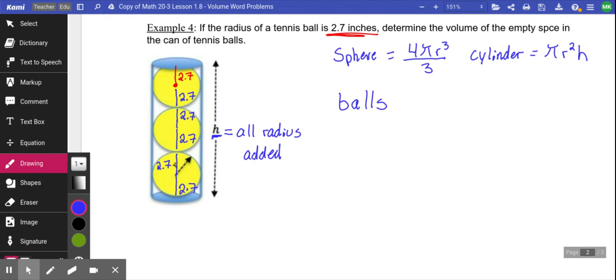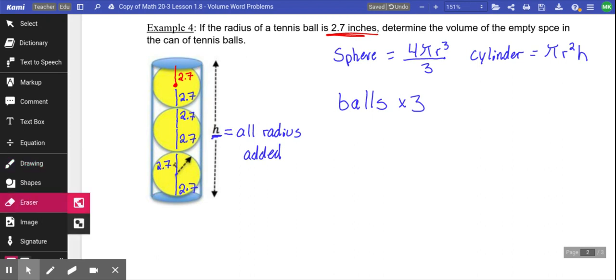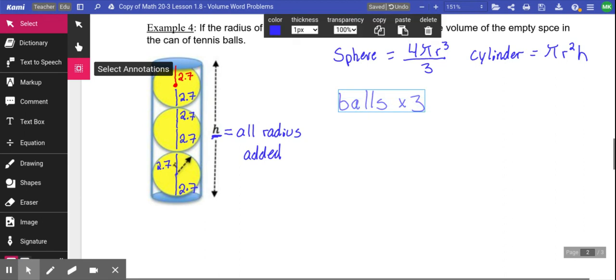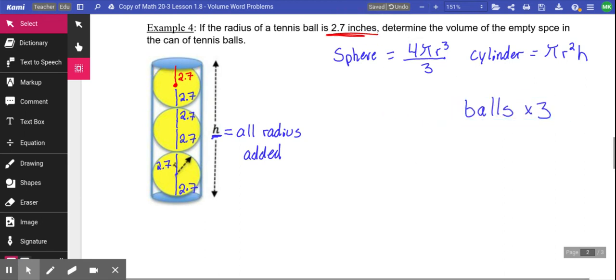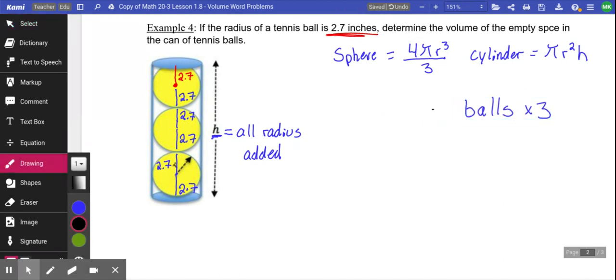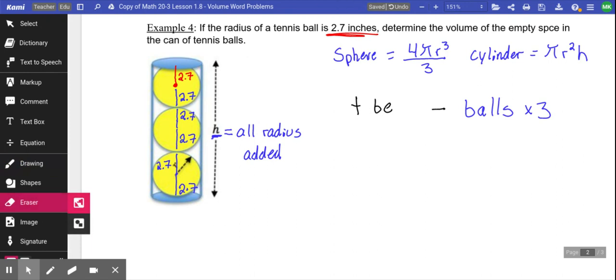Because there's 3 of the balls, we're going to do times 3. Then we're going to, sorry, I want to put that over here. I should put down 3 of the numbers beyond the decimal point, right? Yeah. Then we're going to subtract that away from the tube or the cylinder. I want to do that in red, so it's a different color.